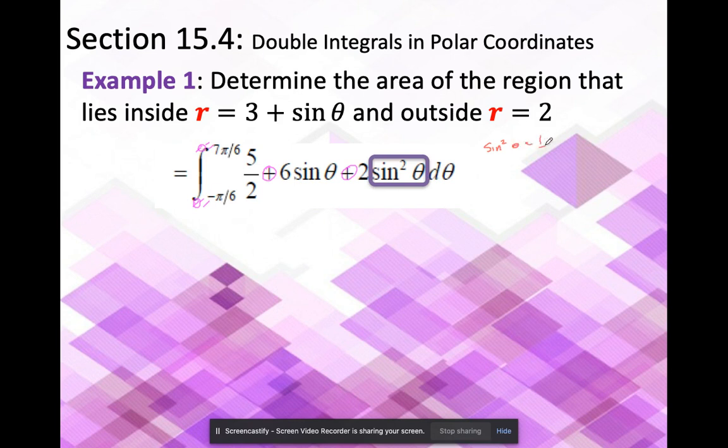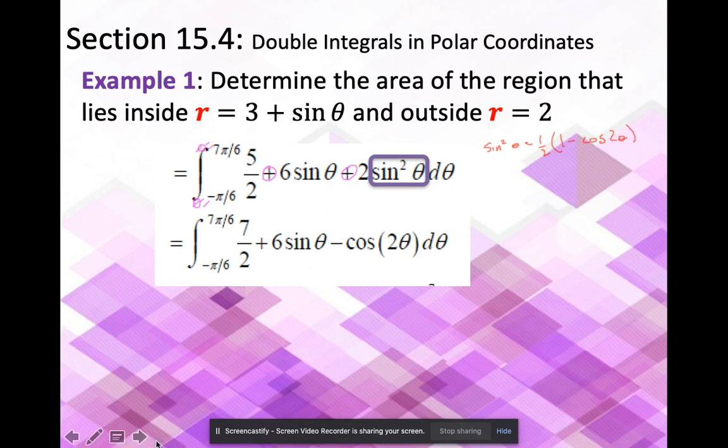Right, this one is sine squared, right? So I'm going to replace that. I'm not doing any calculus yet. Notice this 1/2 canceled out with this 2, right? So that canceled out, and I was just left with 1 minus cosine 2 theta. This 1 I turned into 2 over 2 to combine with the 5 over 2, so that's where the 7 over 2 came from. And then I have my minus cosine 2 theta right there.